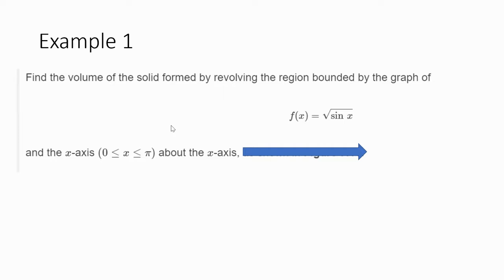Okay, so this example 1 says, find the volume of the solid formed by revolving the region bound by the graph of, it doesn't say y equals f of x, but it could, because y is always f of x. So y equals f of x equals the square root of sine x, and the x-axis runs from 0 to pi. And we're rotating this, or revolving this, about the x-axis.